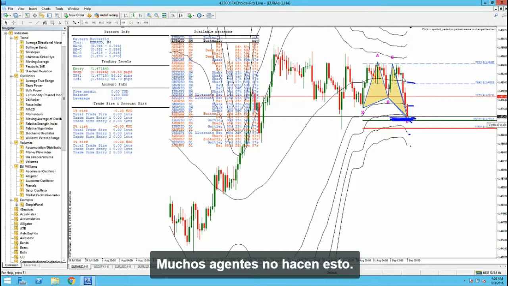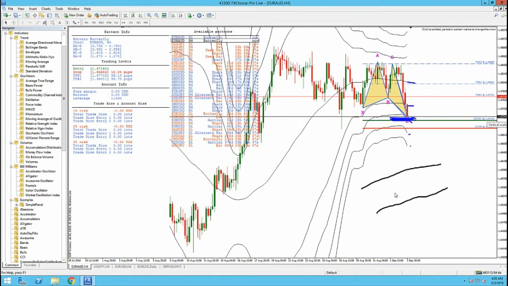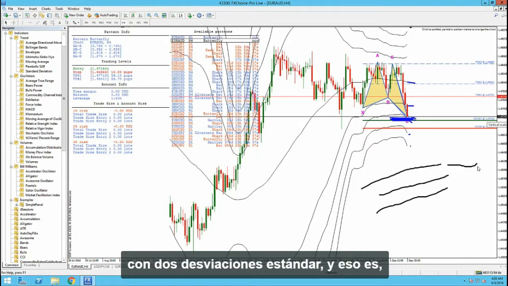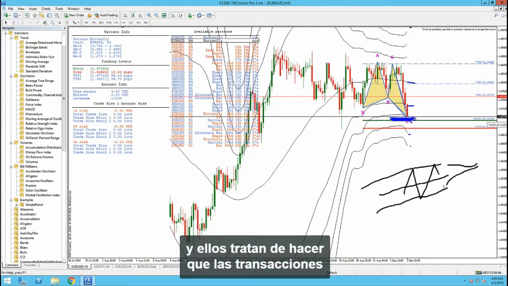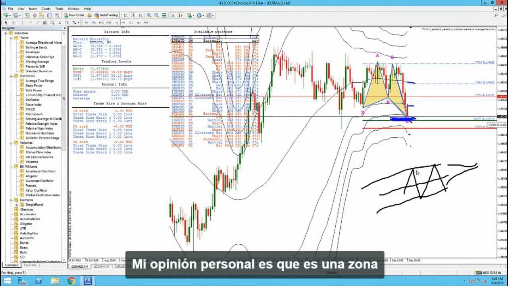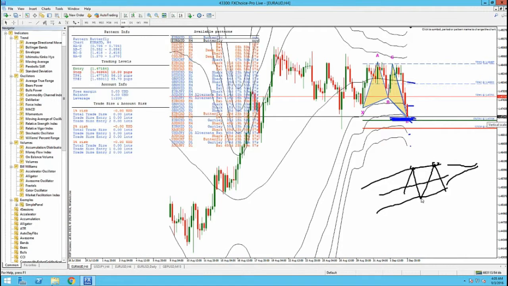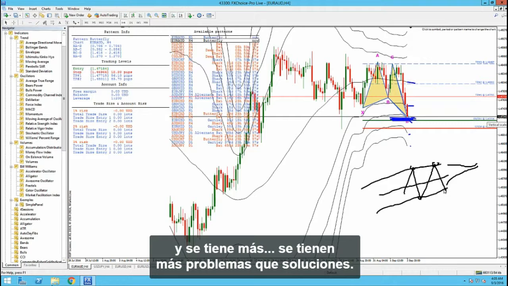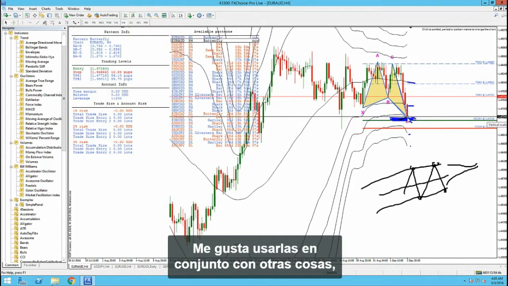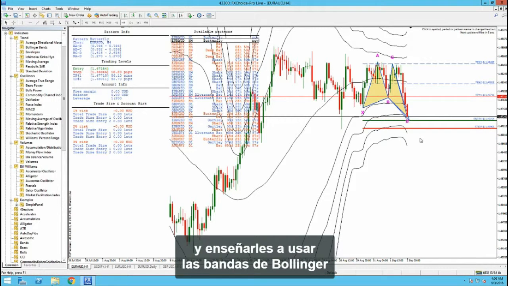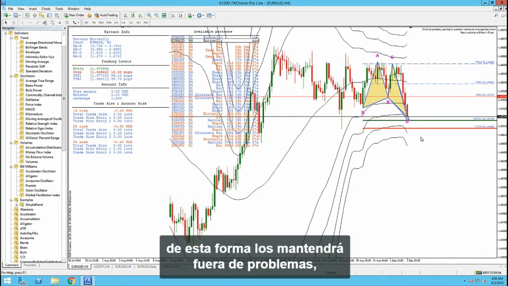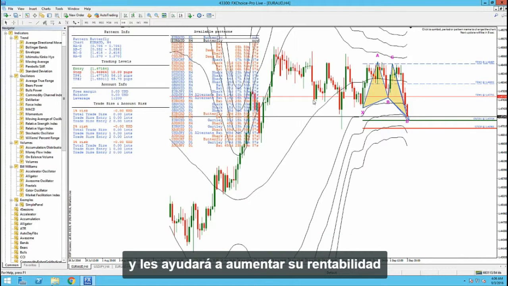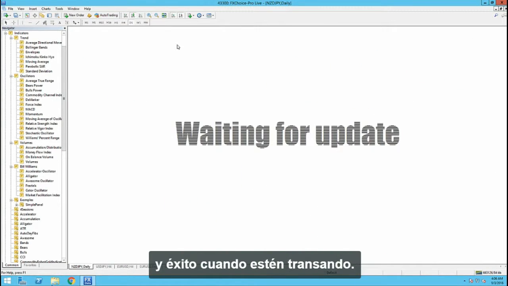A lot of traders don't do this. They use just the 20 period with 2 standard deviations, and that's it. And they try to get trades that go within that. My personal opinion is it's too small of a zone to use, and you get more trouble than not. I like to use them in conjunction with other things, and teaching you the Bollinger Bands to use it this way will keep you out of trouble and will help increase your profitability and success when you're trading.